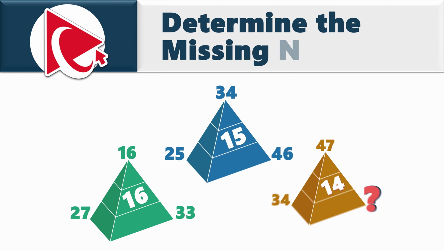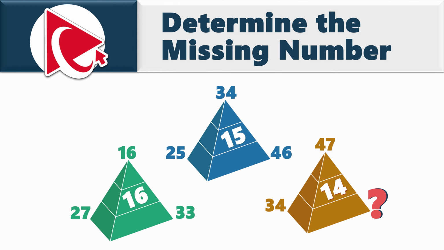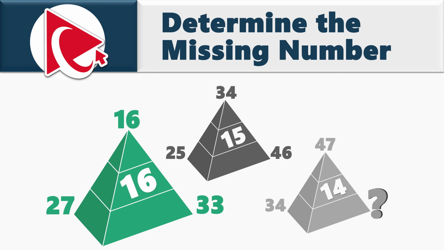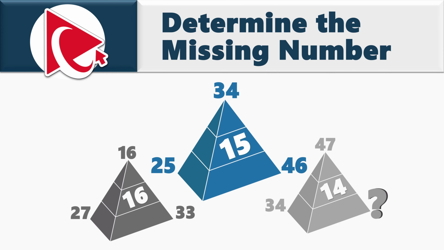You're presented with 3 pyramids. Each pyramid has 3 numbers on the outside and 1 number inside. In the first pyramid, the numbers are 27, 16, and 33, and the inside number is 16. In the second pyramid, the numbers are 25, 34, and 46 on the outside, and the inside number is 15.